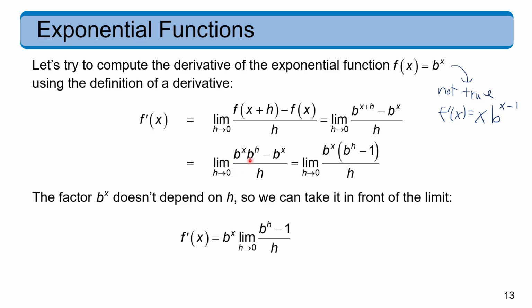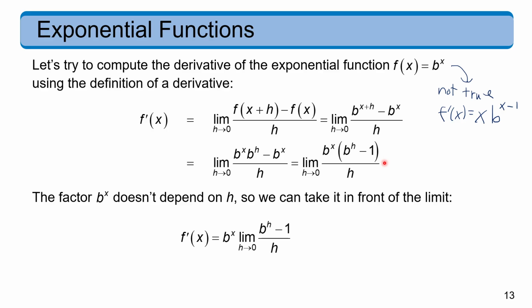The next thing is, if you look in the numerator, both terms have b to the x, so that can be factored out. Here we pull that out in front. In the first term, after we pull that out, we're left with b to the h, and in the second term, we're left with minus 1. So here's what remains after we factor out b to the x.